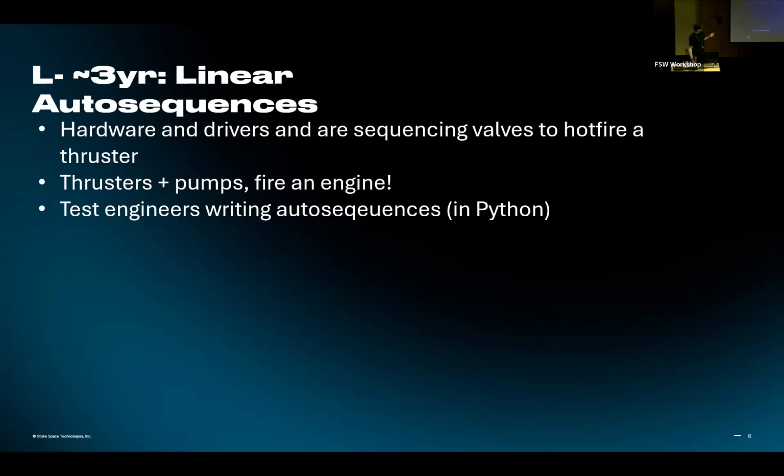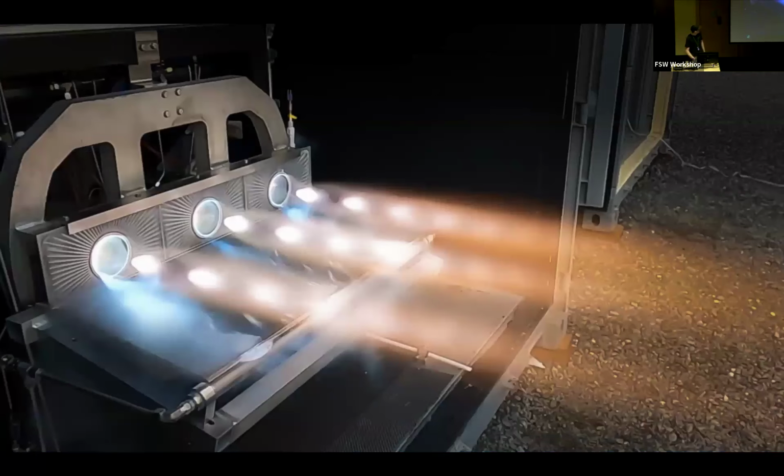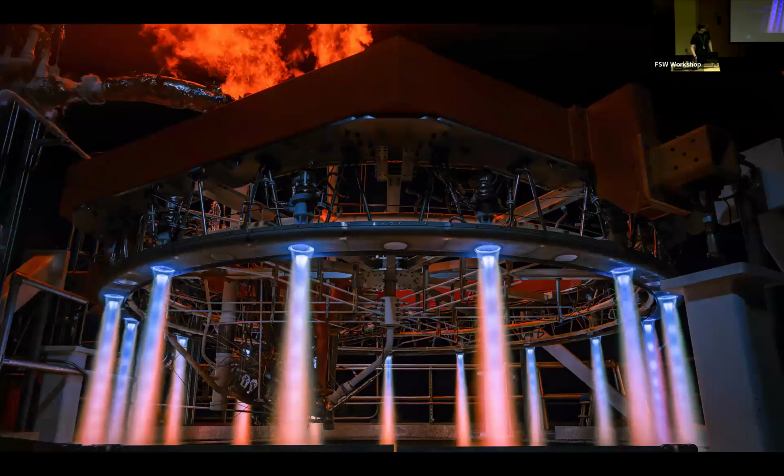But I want to emphasize here from the start, the test engineers and the REs are the ones who are actually writing this automation. We have a very simple Python interface that just defines sequencing. And it's not the vehicle software devs that are actually writing the sequence. It's the people who know their hardware context who are owning that. So we put some thrusters together and we get a really cool looking engine.